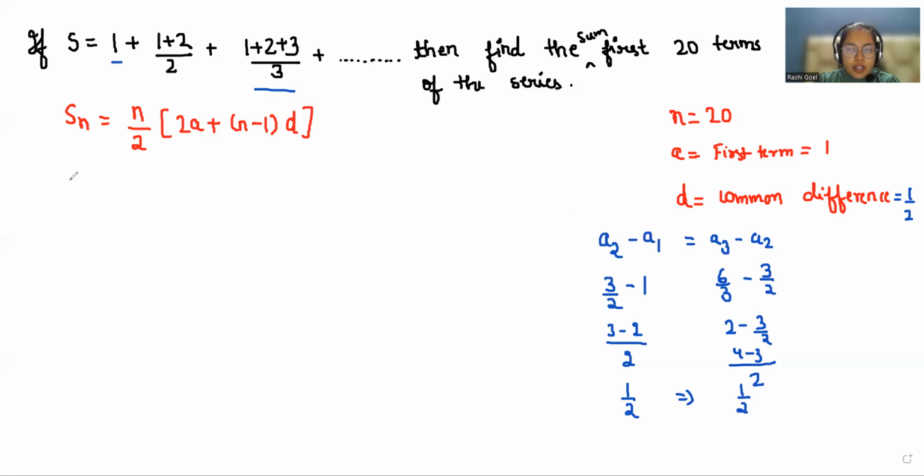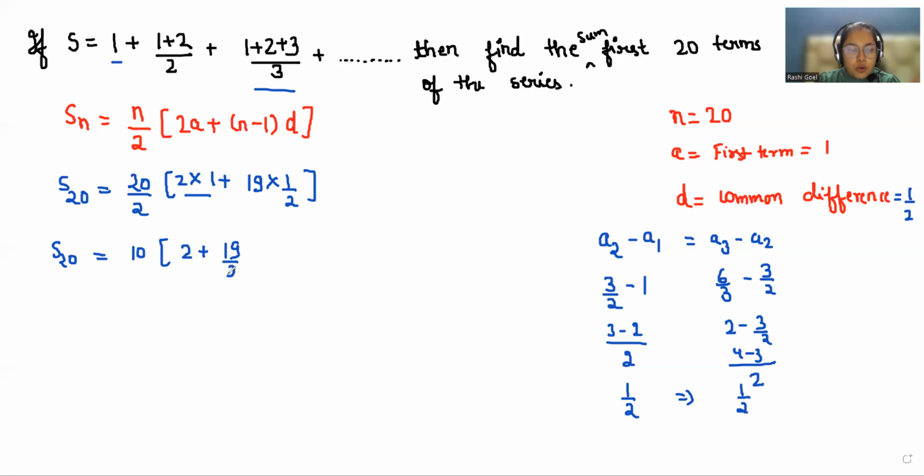Now we have to find the sum of 20 terms. So S20 equals, in place of n, we write 20/2, times (2a, that is 2 times the first term 1, plus n minus 1, where n is the number of terms, 20, so 20 minus 1 is 19, times the difference 1/2). Now S20 equals 20 divided by 2 is 10, times (2 times 1 is 2, plus 19/2).